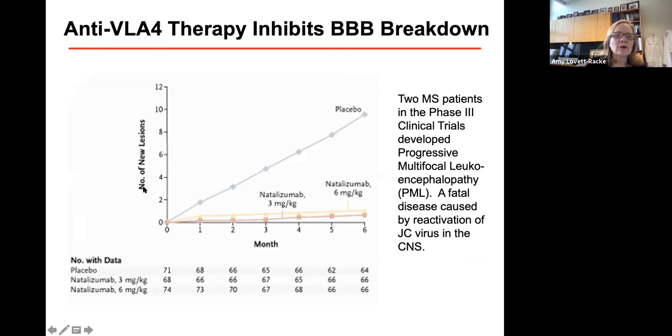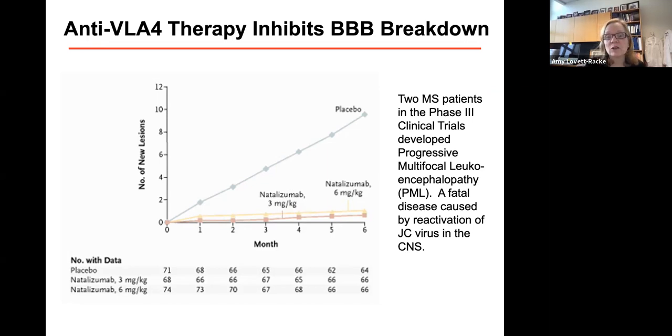This is the number of new lesions that patients are generating over time in 6 months. This is really short. And this is the placebo. And yet you can see in the 2 doses of natalizumab, it almost completely shut down any formation of new lesions. So the blood-brain barrier basically closed. People thought this was fantastic. This was by far, at the time, the most successful clinical trial.